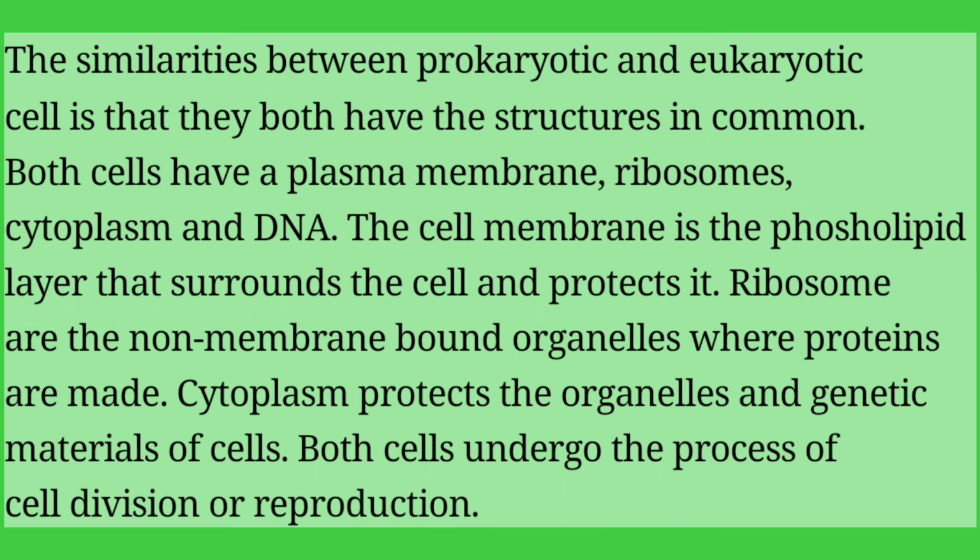The similarity between prokaryotic and eukaryotic cells is that they both have structures in common. Both cells have a plasma membrane, ribosomes, cytoplasm, and of course DNA. The cell membrane is the phospholipid layer that surrounds the cell and protects it. Ribosomes are the non-membrane bound organelles where proteins are made. Cytoplasm protects the organelles and genetic materials of cells.